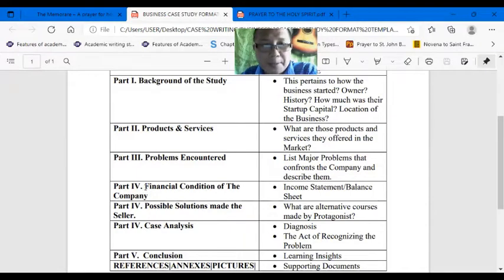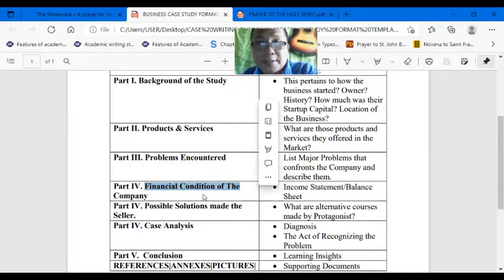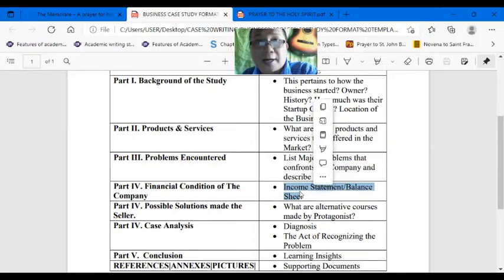So part 4 is the financial condition of the company. This is very important. For example, the company is on the brink of bankruptcy. So therefore, you need to know the financial condition. Of course, you need to ask them for their income statement and balance sheet. Though these are confidential matters, the best way is that the company that you interview should be close to you, you are a friend of them, for easier data gathering.